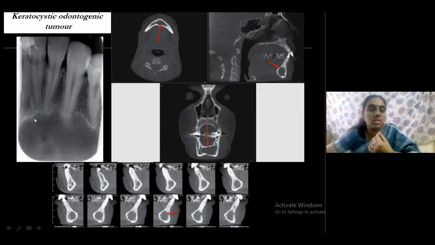Like in the 2D radiograph, you could see only a radiolucency here. You are not able to know the extent of the lesion. You are not able to know whether it is expanded. You are not able to know whether it is surrounded by a cortical plate. But in case of 3D radiology, of course, in axial, all the necessary information which is needed for a surgeon to go about with the surgery is present in case of a CBCT.